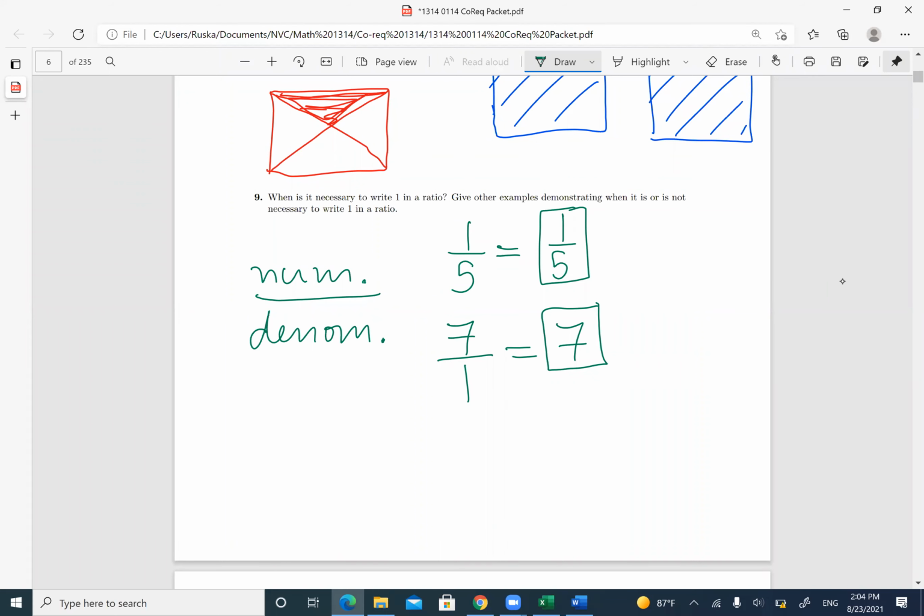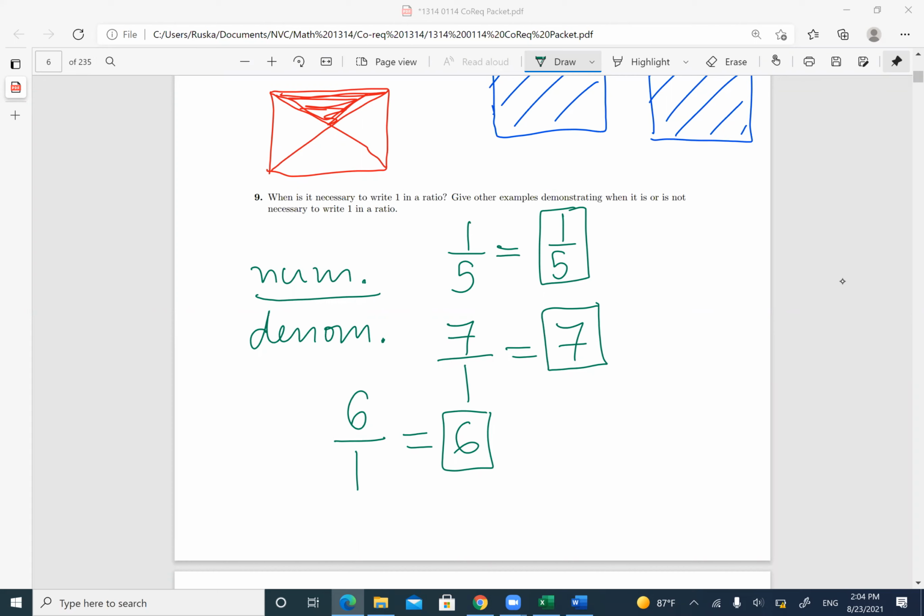6/1. 6/1, do I need to keep the 1? No. Okay, 6/1 is actually just 6, right? That's right, good job. Okay, what else? I have another one in the chat. Okay, you say no, you don't have to keep it, yes, that's right.